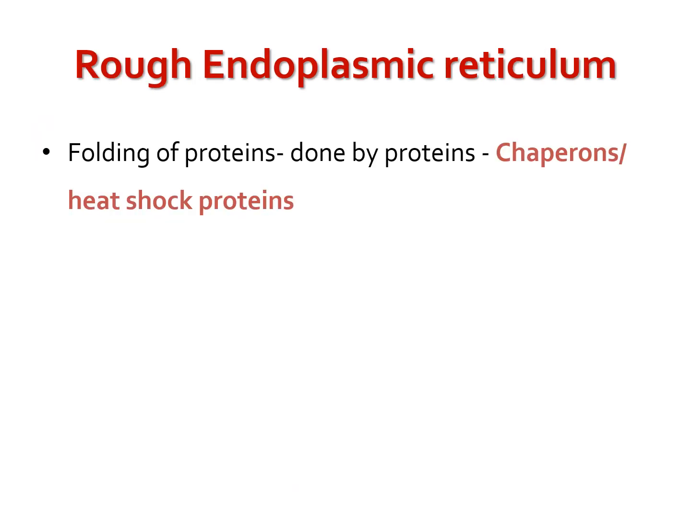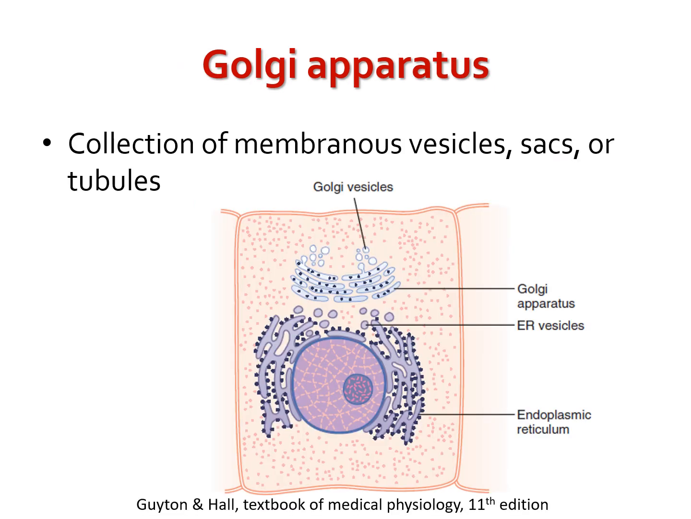Rough endoplasmic reticulum is not only involved in the synthesis of proteins, it is also involved in the folding of proteins, and this is done by a special type of proteins named chaperones or heat shock proteins. What is meant by chaperones or heat shock proteins? These are the proteins which are involved in the folding of proteins. So these are called chaperones or heat shock proteins.